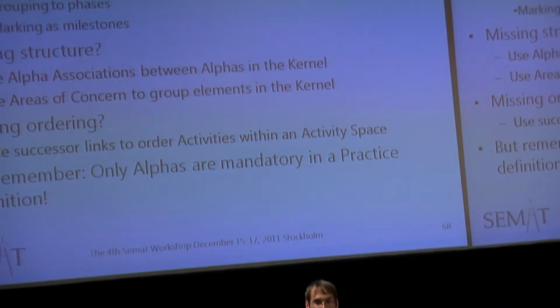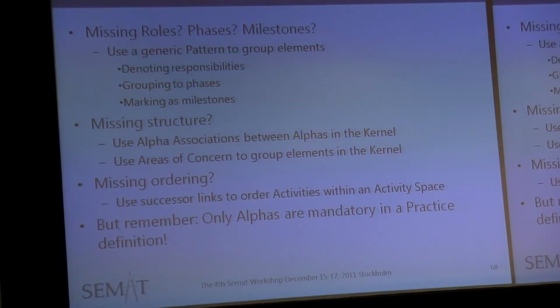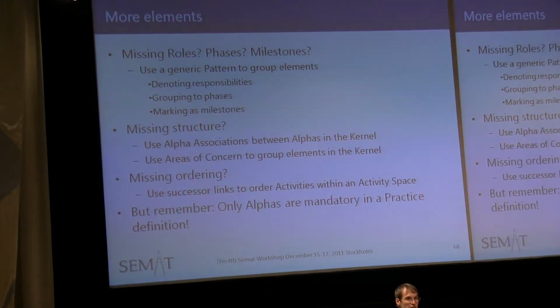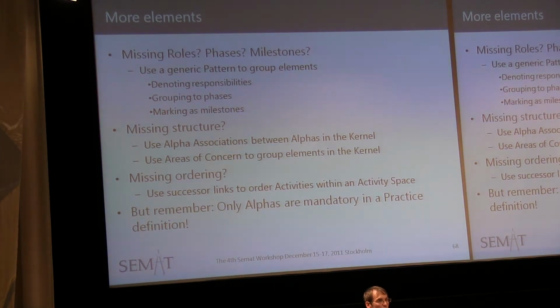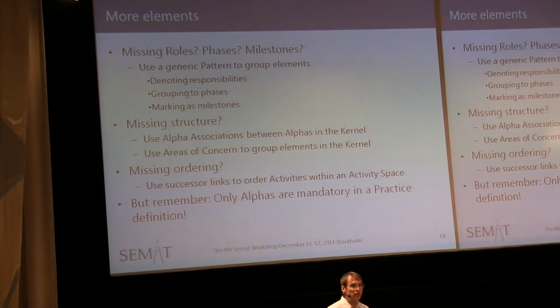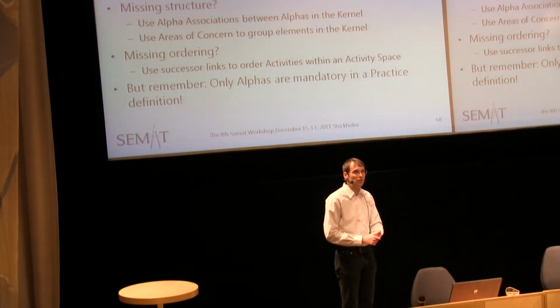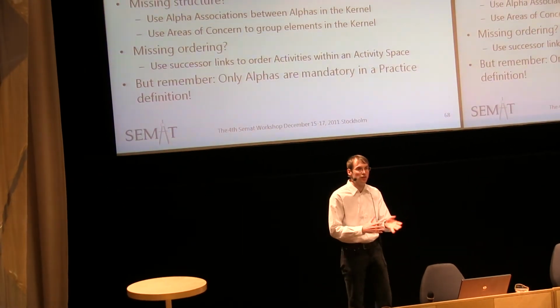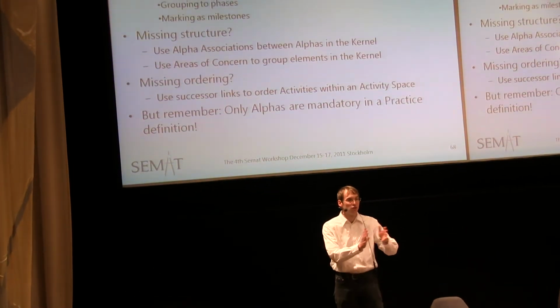Five core elements. And someone might be missing some. Someone might be interested in roles, and there's no key element for roles, or phases, or milestones. Well, no problem. You can group your elements in the language always to express this or that. That's no problem, because you just use a generic element we call pattern, and some arrangement of alphas gives you a milestone. Some arrangement of roles and activities perhaps gives you a role, because this role has to perform this activity.